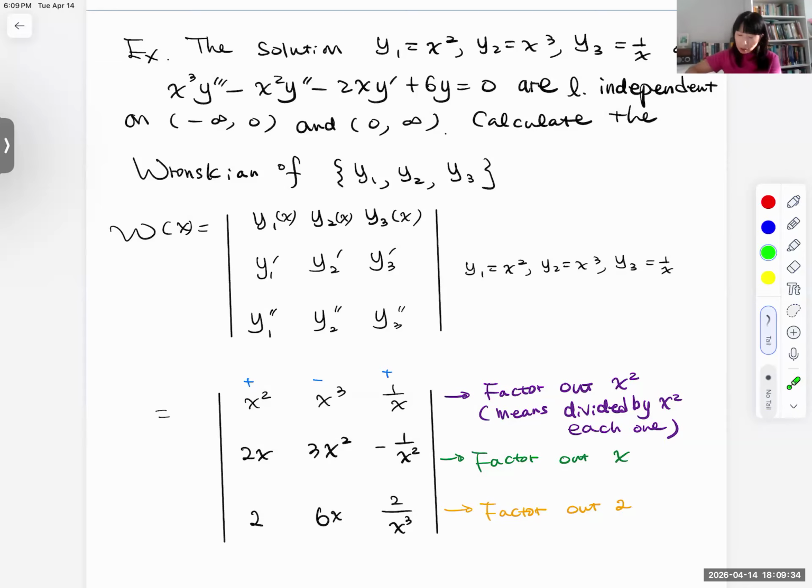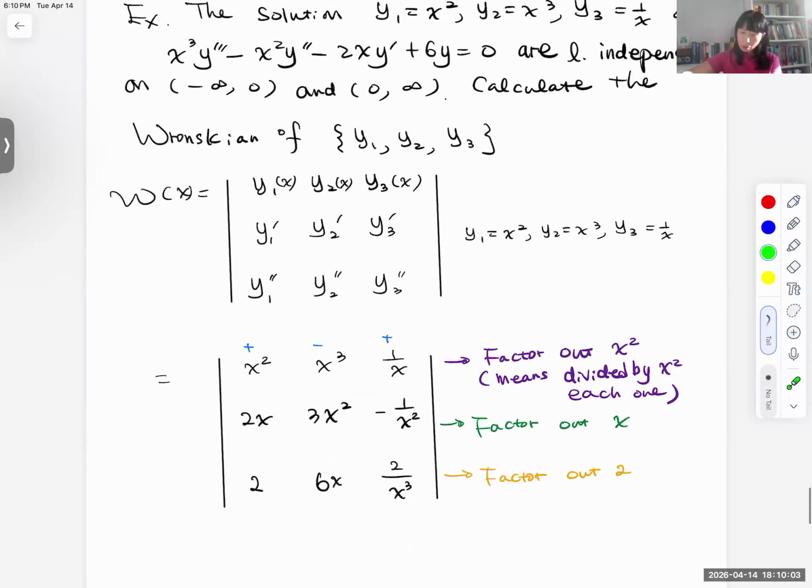Yeah, so we factor out x for this row. We factor out 2 this row, right? So this is one of the determinant properties. One of the determinant properties says that we can multiply, right? All right.